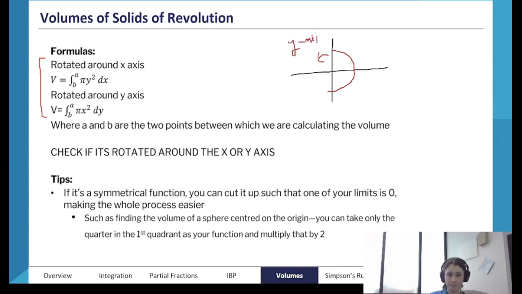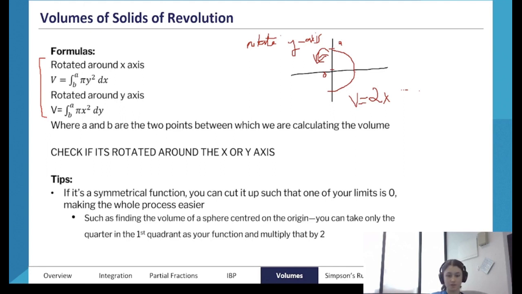Rotate, y-axis. What you can do to make it a little bit easier for yourself is just say, well, I'm going to rotate this top part around the y-axis, but I'm not going to consider this bottom part, and my limits are going to be this value here, the y-intercept, and 0. And then your volume is going to be 2 times whatever else.